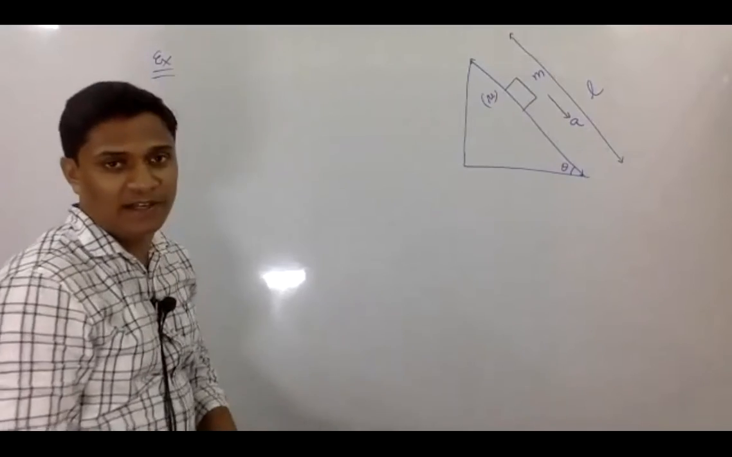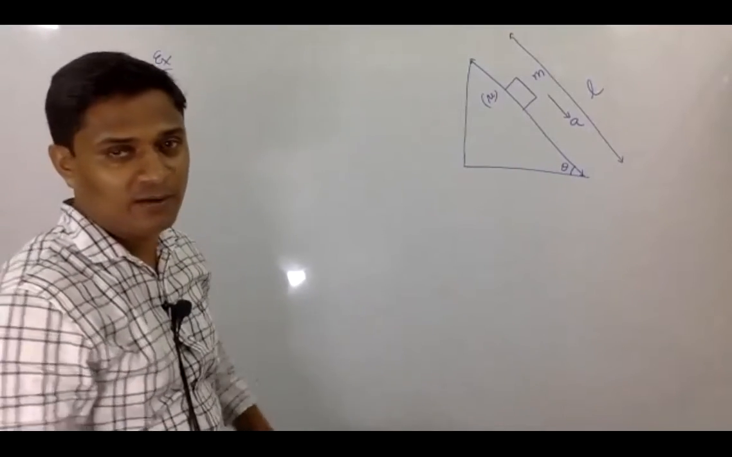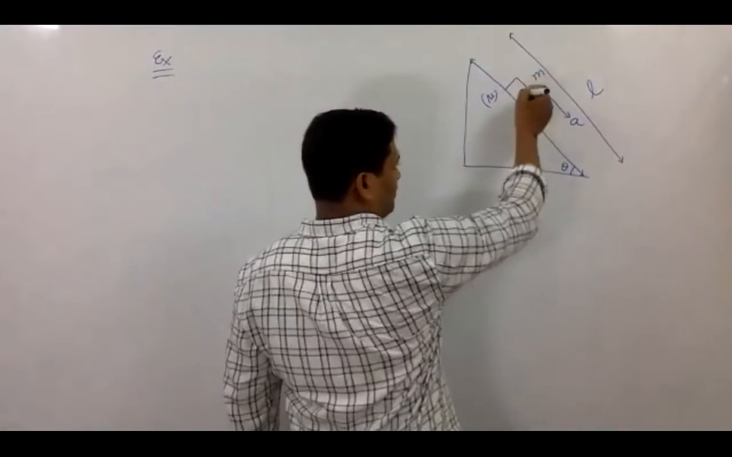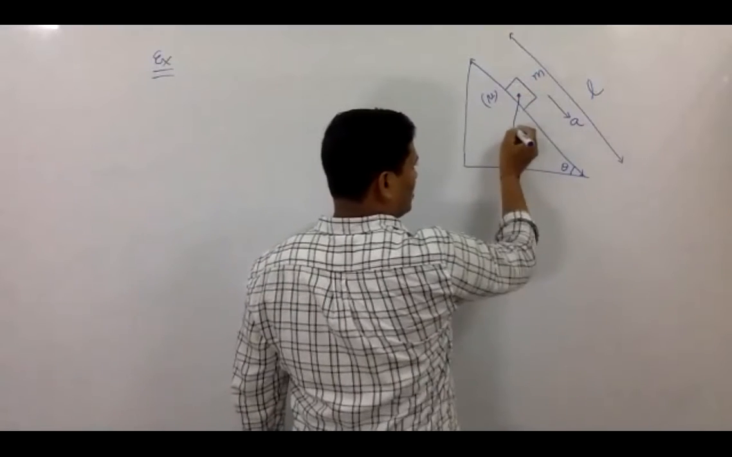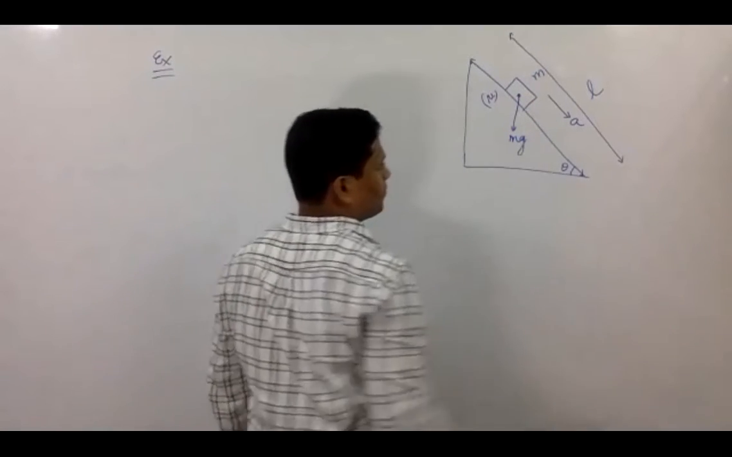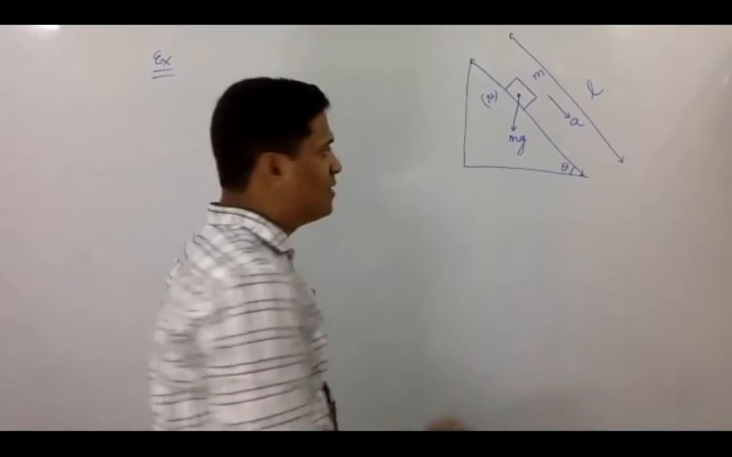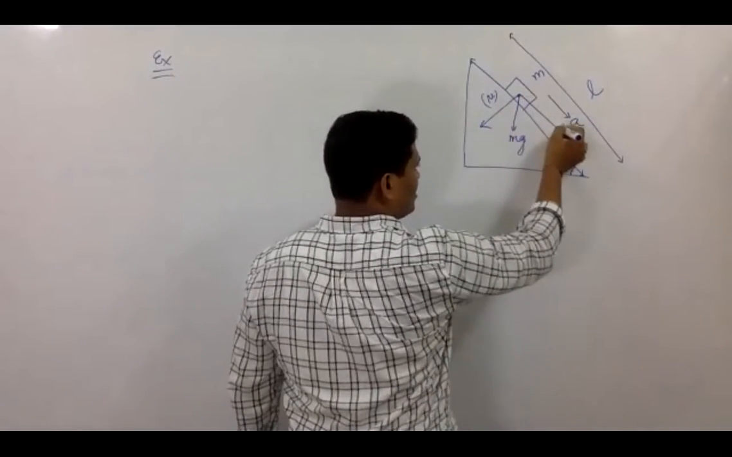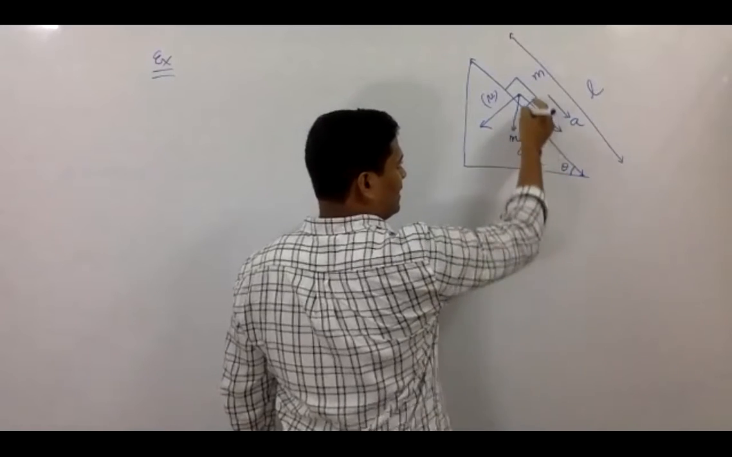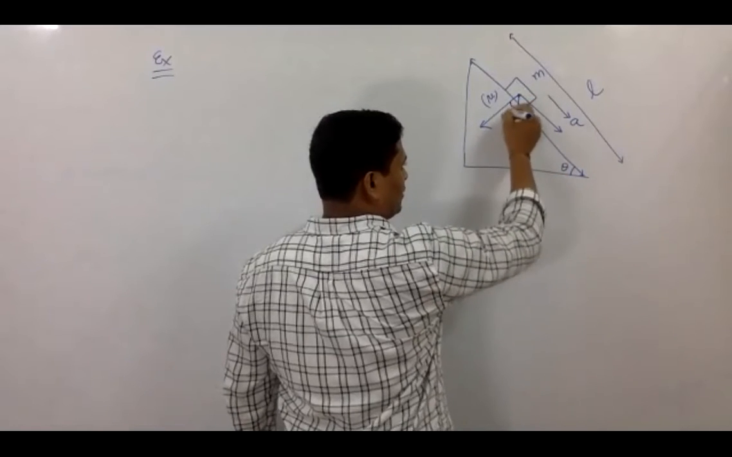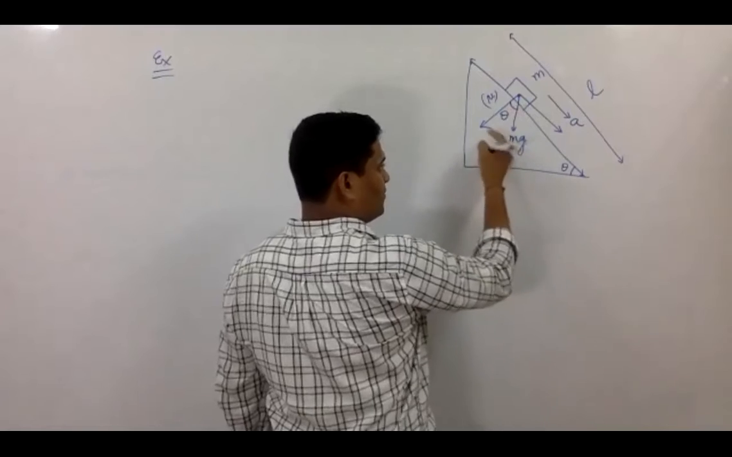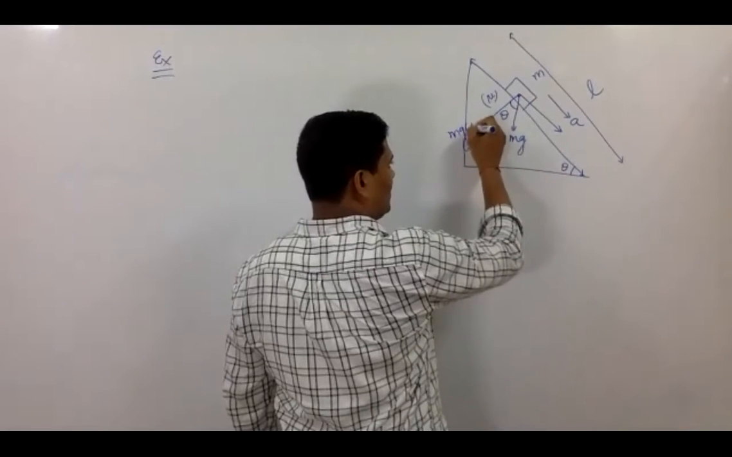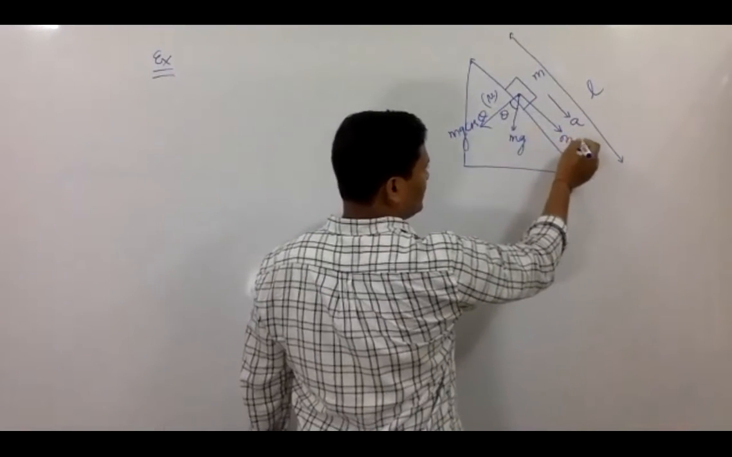Let's solve the question by taking friction into consideration. The body has mass m, so its weight is mg, which always acts vertically downward. I can find two components of mg. If this angle is theta, this is 90 minus theta, so this is also theta. The component of mg in this direction is mg cos theta, and in this direction it is mg sin theta.